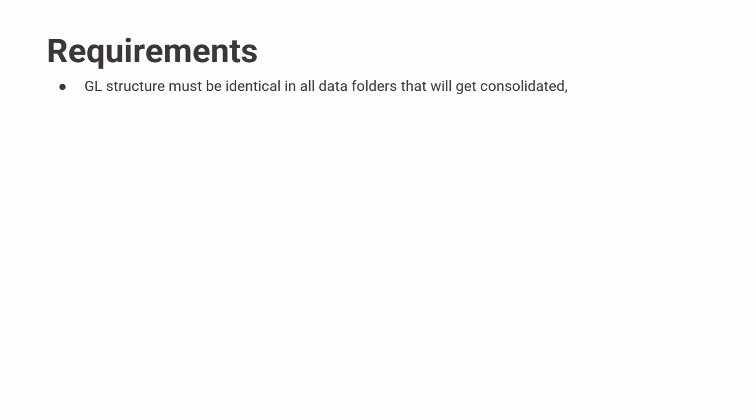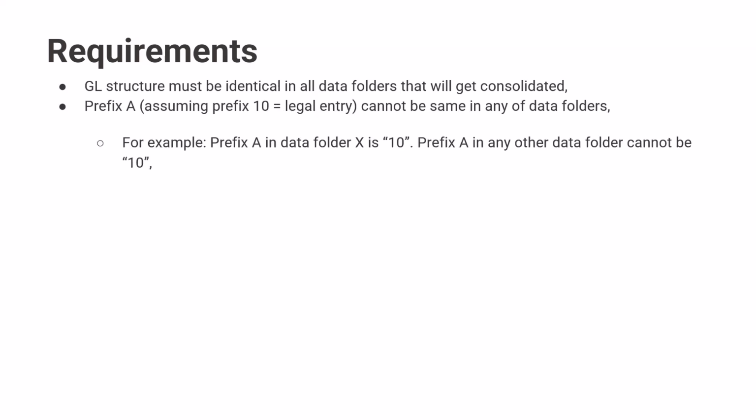First of all, GL structure must be identical in all data folders that will get consolidated. Another requirement is that prefix A, let's say prefix A is 10 and that's your legal entity, cannot be the same in any of the data folders. So you have to have different prefix numbers in the different data folders that you're intending to consolidate. For example, prefix A in data folder X is 10, prefix A in any other data folder therefore cannot be 10. Entities must be in the same accounting period.